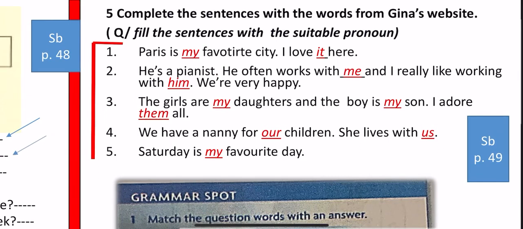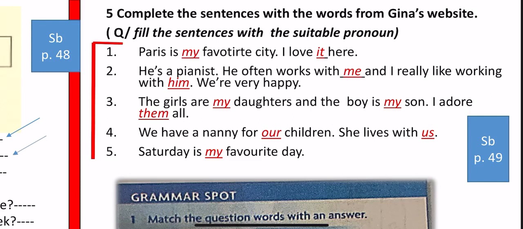We will recognize this in this exercise. So for the sentences with the suitable pronoun, we will choose either object or possessive adjective or subject pronoun. So Paris is my favorite city. We will use my favorite city because here it refers to the possessive situation, or something I prefer. So I love it here. I couldn't say I love my here, or I love there. I love it. It refers to Paris.